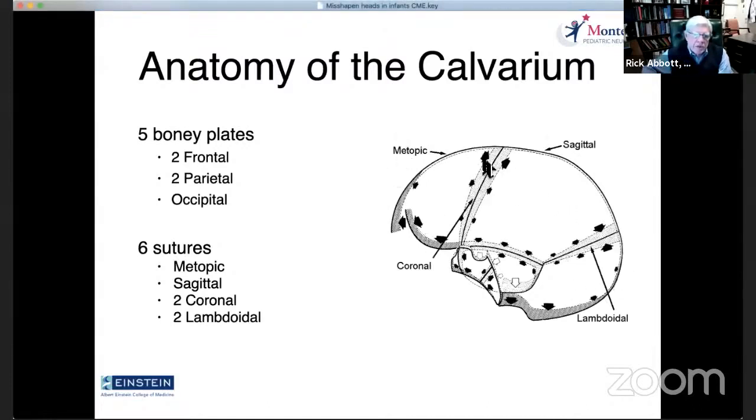The calvarium, or the upper part of the skull, has 5 bony plates: 2 frontal plates, 2 parietal plates, and 1 occipital plate. Those plates are joined by suture lines. The metopic is between the 2 frontal plates. You have 2 coronal sutures, one on either side between the frontal plate and the parietal plate. You have a sagittal suture in the midline at the top that joins the 2 parietal plates, and then posteriorly you have the 2 lambdoidal sutures that join the parietal plate to the occipital plate.